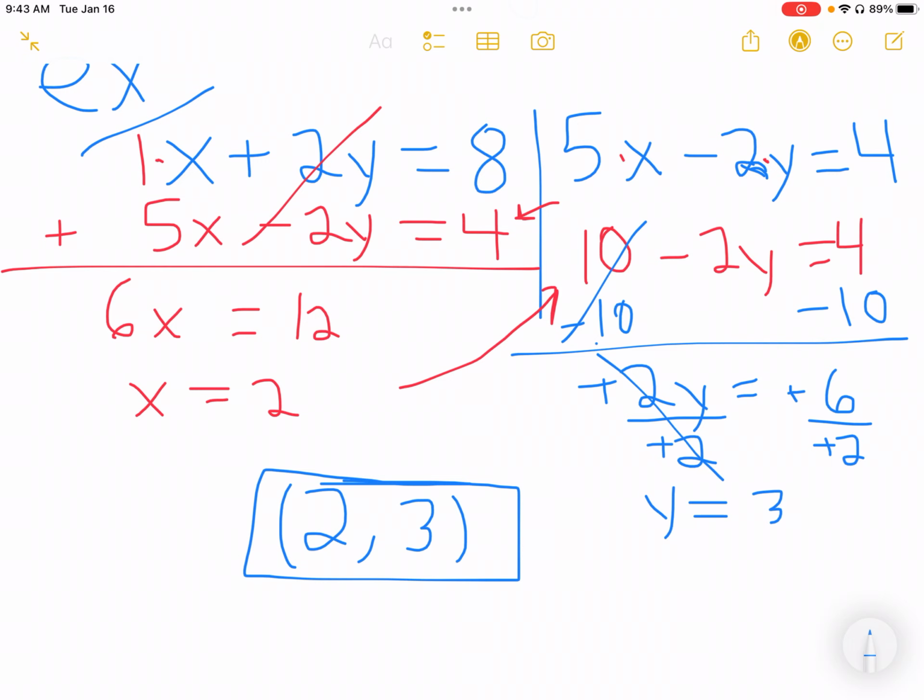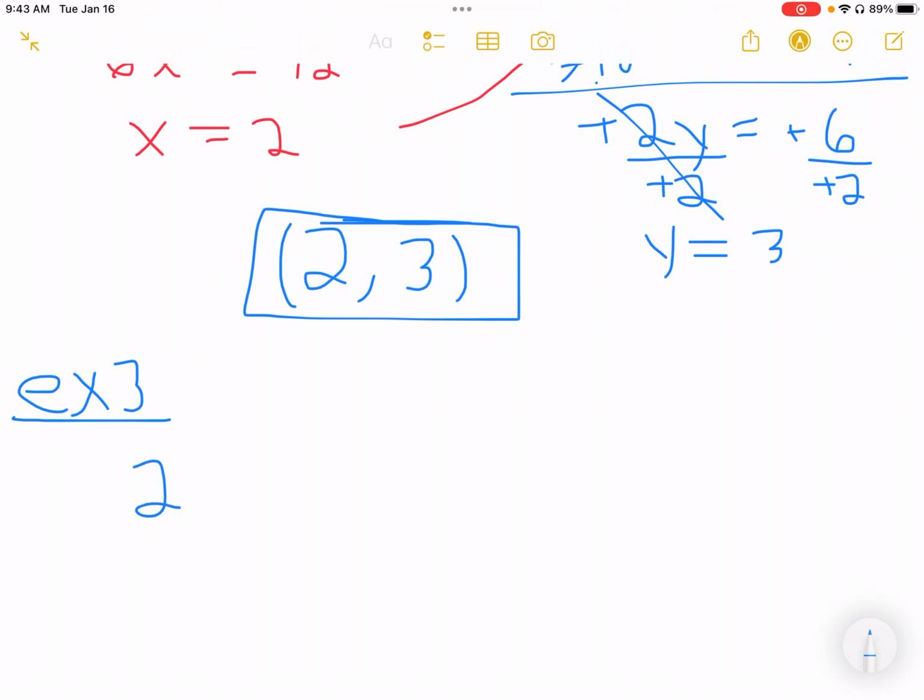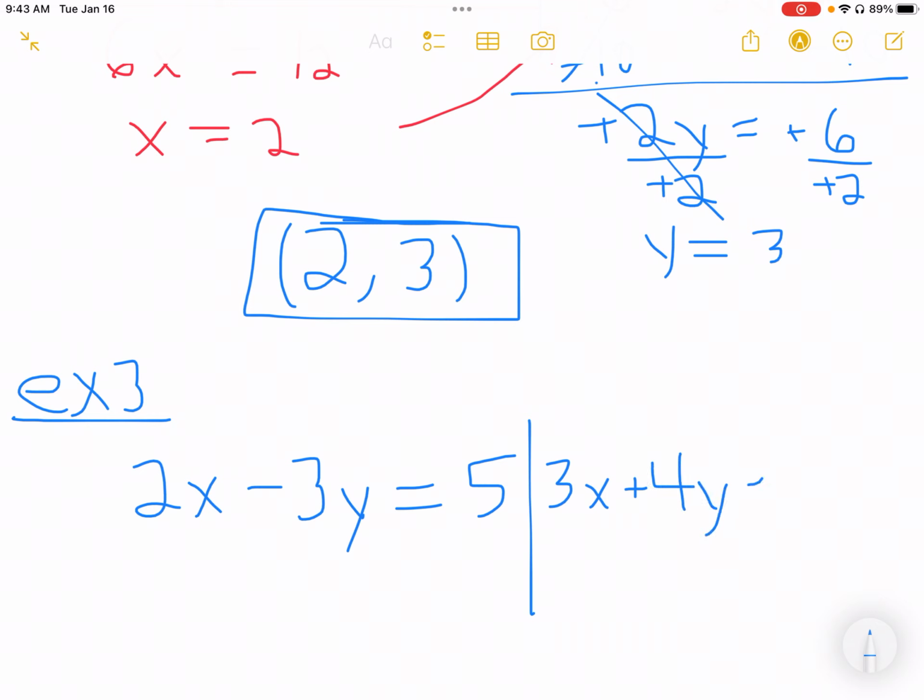Nice. Okay, now let's think about another one where I have to multiply both of the equations. That one's set up very nicely for me. If I think about example 3, I have 2x minus 3y is 5. And then I have 3x plus 4y is minus 18.